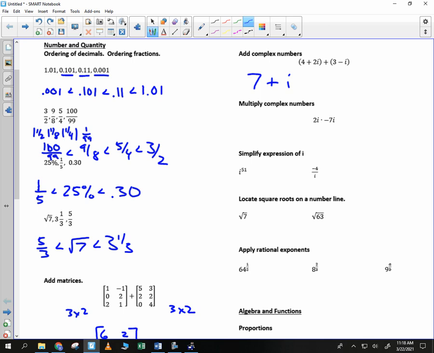Multiply complex numbers. 2 times negative 7 is negative 14, and then i times i is i squared. What is i squared? Negative 1 times negative 14 is positive 14.